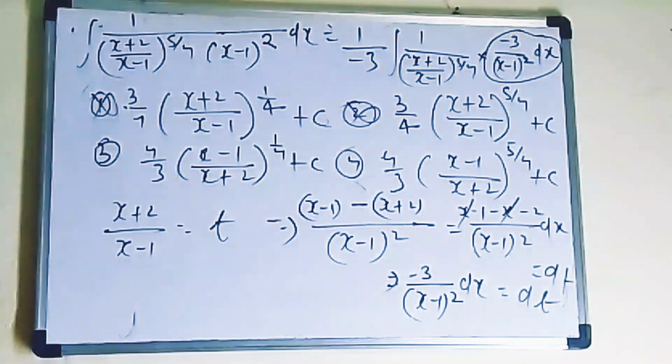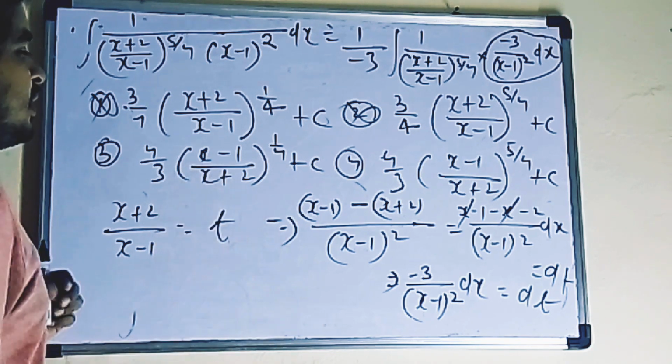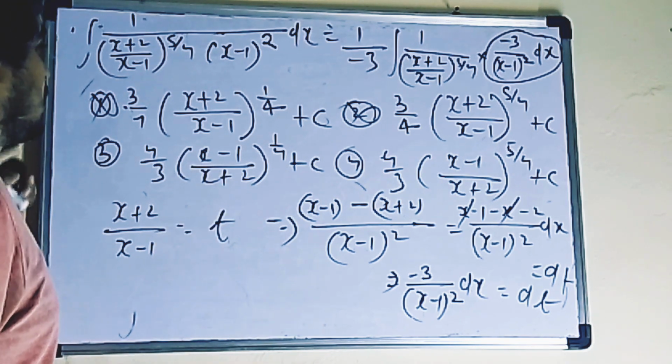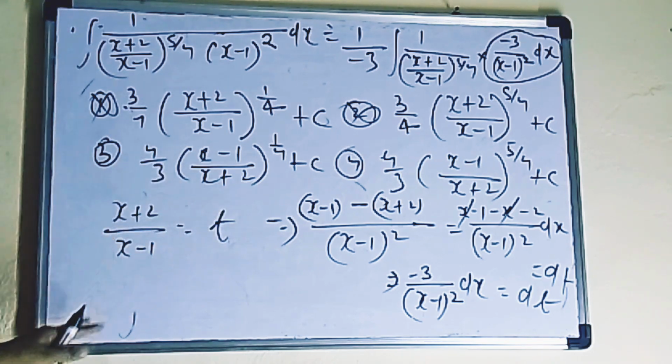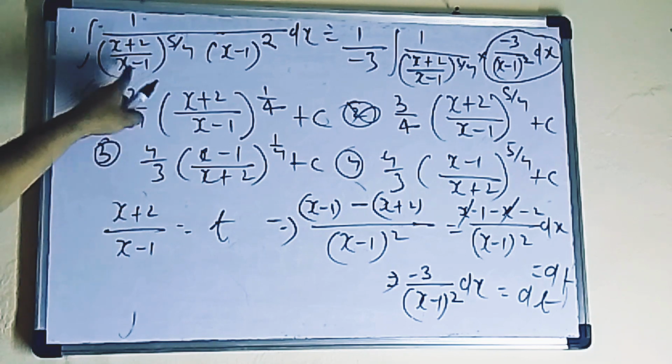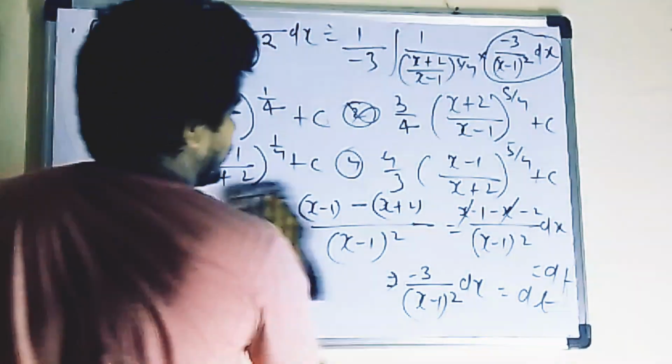Now I hope you understood the concept of what I am doing. Okay, so now can I erase all this? One more thing now. What I suppose in place of t is (x plus 2) divided by (x minus 1). So in place of t, this term is totally t. Okay, so we can remember this.